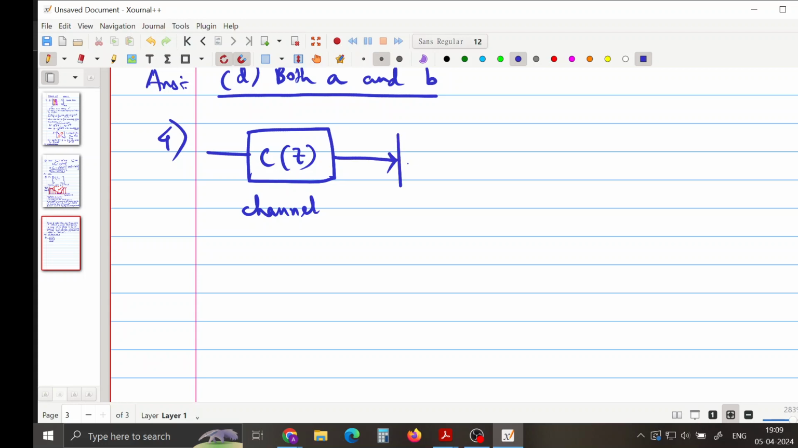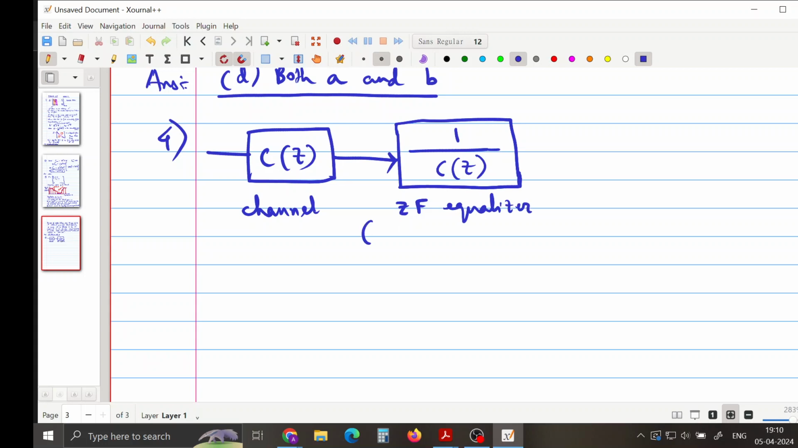Now the purpose of the equalizer is to undo all the distortion that happens as the signal is passed through the channel. So the zero forcing equalizer does this. It will basically do a channel inversion, 1 upon c of z. So that's my ZF equalizer. ZF stands for zero forcing.